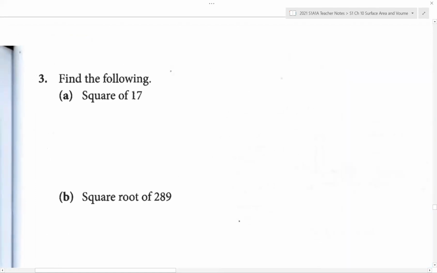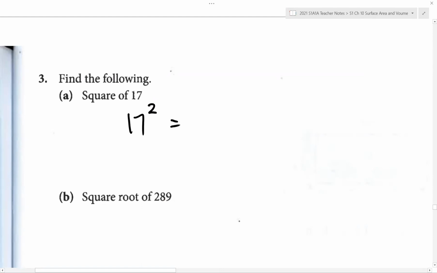Square of 17. Okay, 17 times 17. But I'm too lazy to write 17 times 17. What else can I write? No, like this. 17 squared. Square of 17.